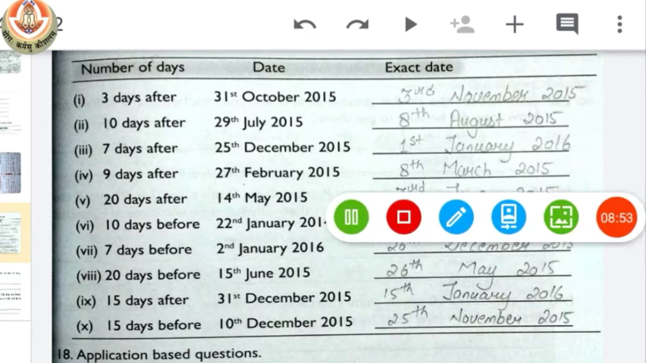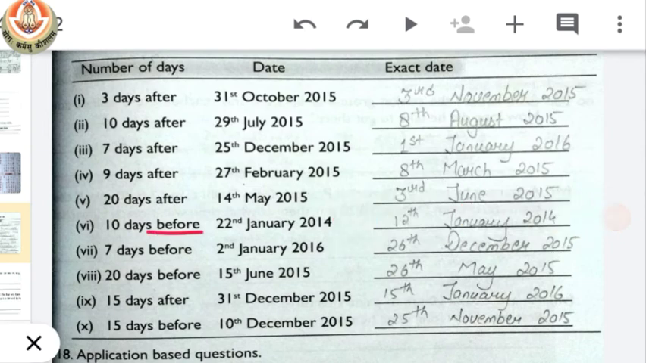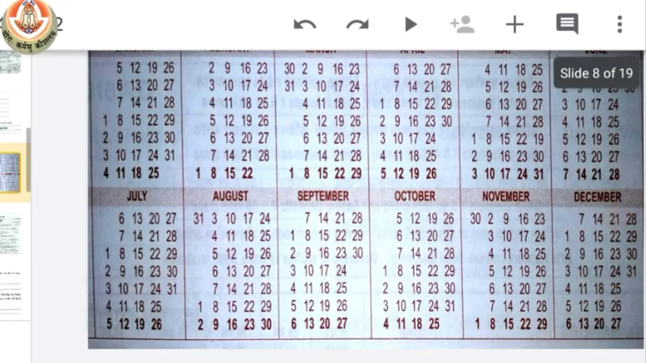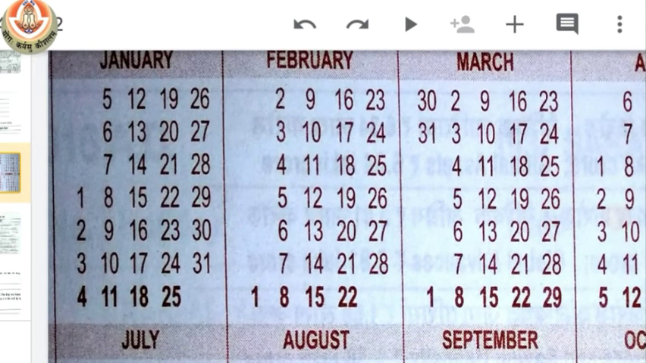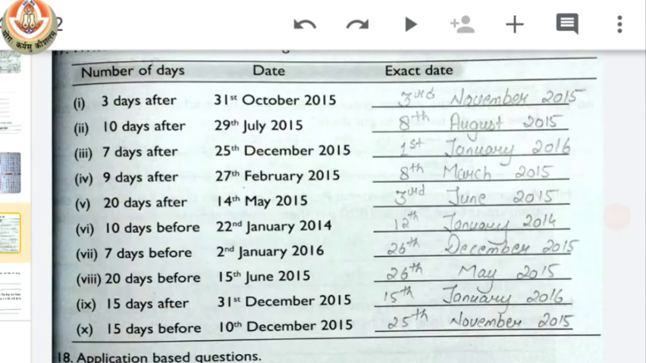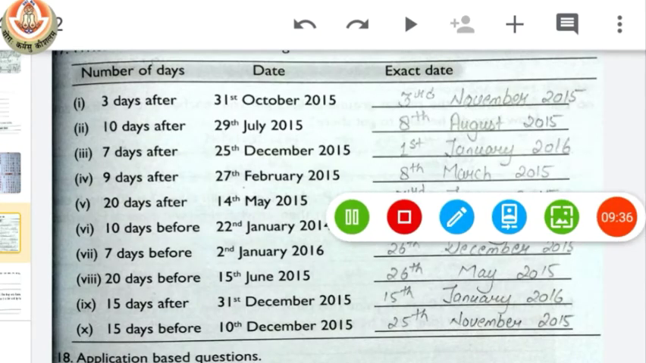Now let's see a question related to the before condition. Okay, so 10 days before 22 January. So let's see, 10 days before 22 of January. So it is our 22nd of January. So let's count 10 days before 22nd of January. 1, 2, 3, 4, 5, 6, 7, 8, 9, 10. So our answer is 12th of January 2006. So it is 12th of January 2014.